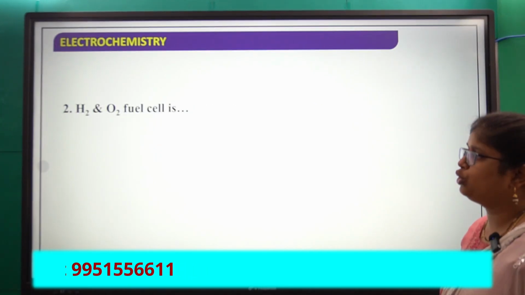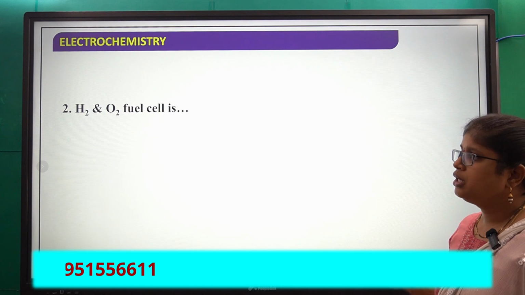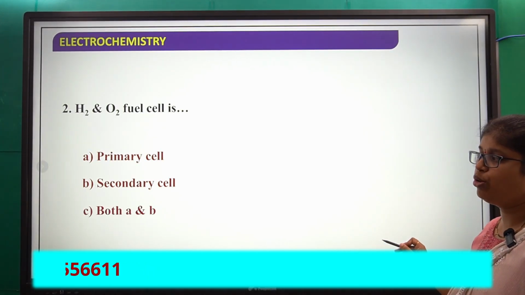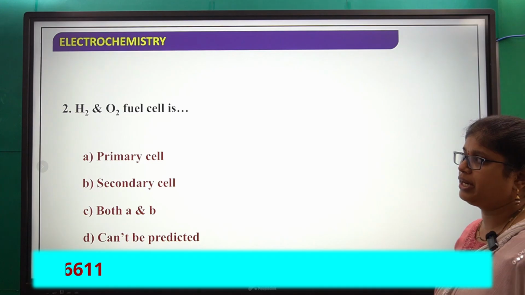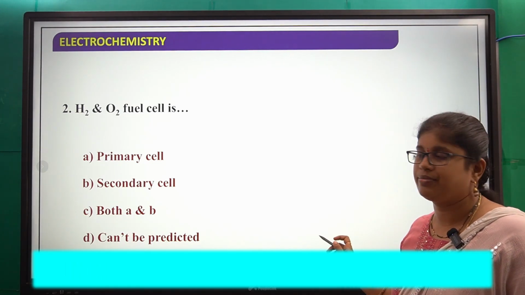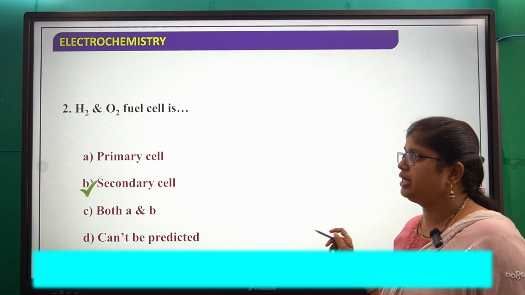Next, the H2 and O2 fuel cell is: primary cell, secondary cell, both A and B, can't be predicted. Actually these fuel cells are secondary cells.